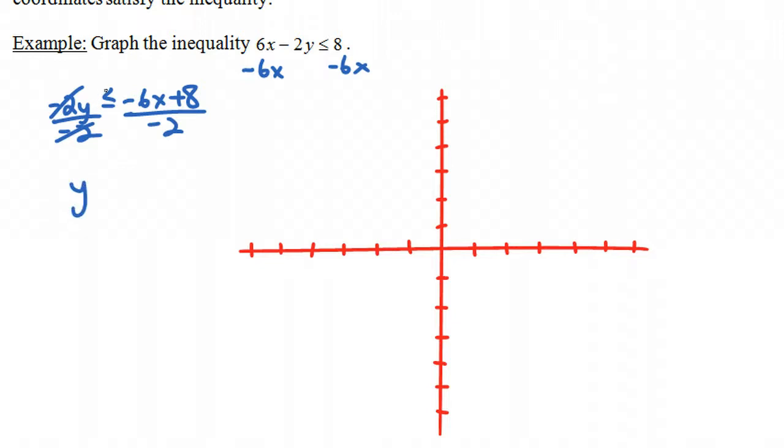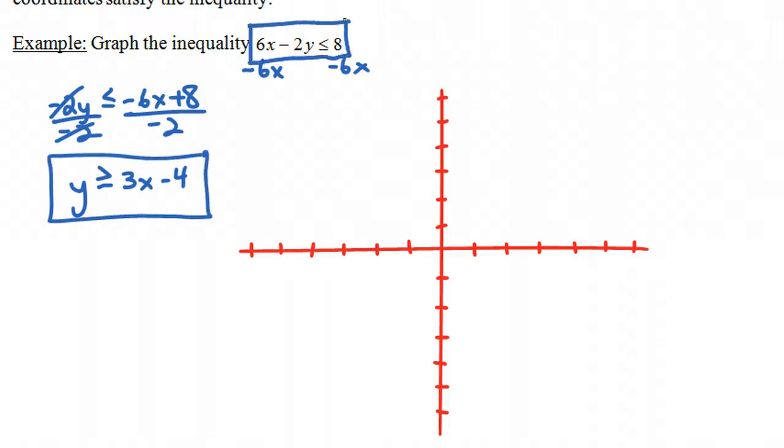But remember, when you divide by a negative number, you have to flip the inequality. Okay, on the right side, we can split this apart into negative 6x over negative 2, which is just 3x, plus 8 over negative 2, which is just negative 4. Now, how do we graph y is greater than or equal to 3x minus 4? Well, we plot the equation y equals 3x minus 4. Now, notice to graph this is going to be the same thing as graphing our original inequality.